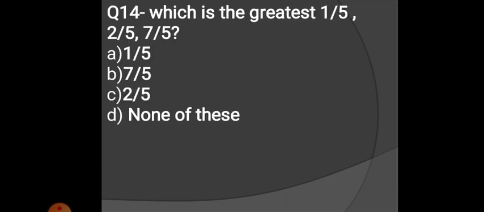Now let's see the next question, which is question number 14. Which is the greatest, 1 upon 5, 2 upon 5 or 7 upon 5? Options are A 1 upon 5, B 7 upon 5, C 2 upon 5, D none of these. Now let's check what is the answer. Answer is option B 7 upon 5. So let's move to another question.